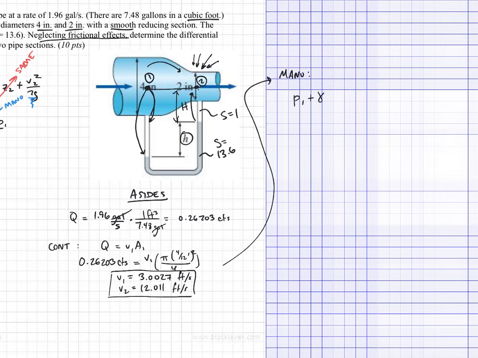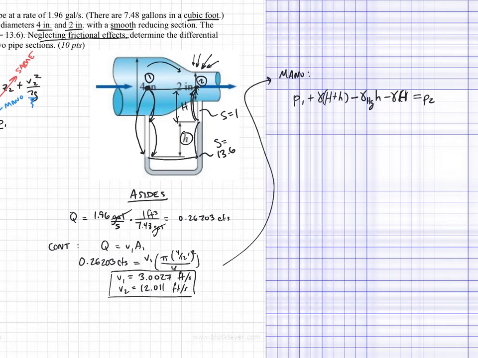So I'll go plus gamma times H plus this lowercase h. Now I'm going to come across, and now I'm going to be coming back up. Minus gamma Hg, that's mercury, times that lowercase h. And then I'm going to come back up, minus gamma water, times that capital H. And then that's going to give me P2.